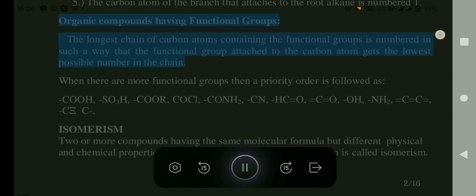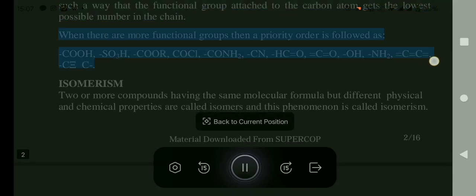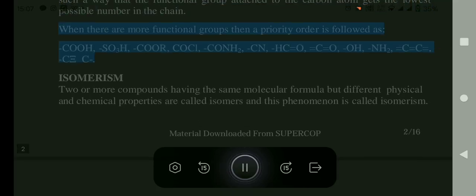Organic compounds having functional groups. The longest chain of carbon atoms containing the functional groups is numbered in such a way that the functional group attached to the carbon atom gets the lowest possible number in the chain. When there are more functional groups, then a priority order is followed: COOH, SO3H, COOR, COCl, CONH2, CN, HC=O, C=O, OH, NH2, C=C, C≡C.